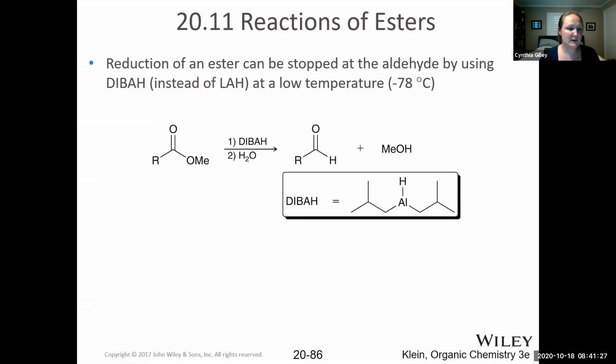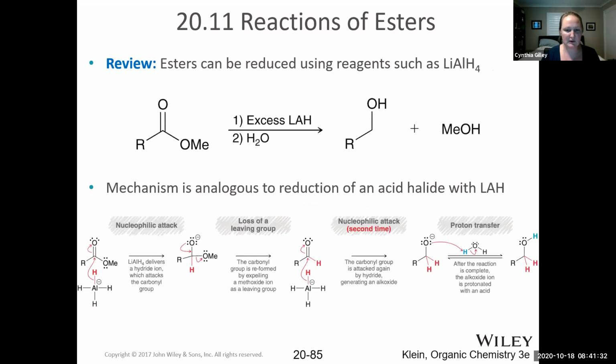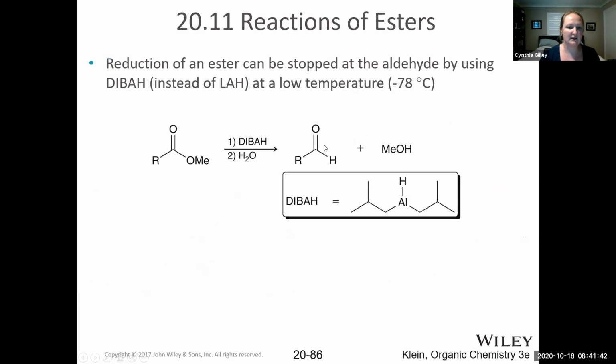What if you don't want to reduce the ester all the way down to a primary alcohol? Wouldn't it be advantageous to potentially stop at this aldehyde intermediate instead of getting a primary alcohol? You can do that, but not with LAH, because LAH reduces aldehydes. Instead of using LAH, what if we use a different hydride reducing agent? The one that works best is called DIBAL, which stands for diisobutyl aluminum hydride. And this one is selective for the reduction of esters.